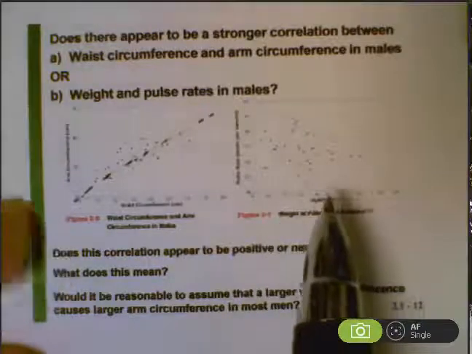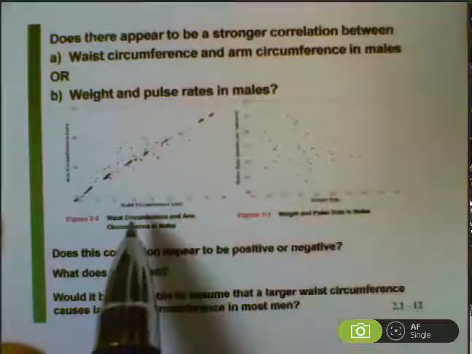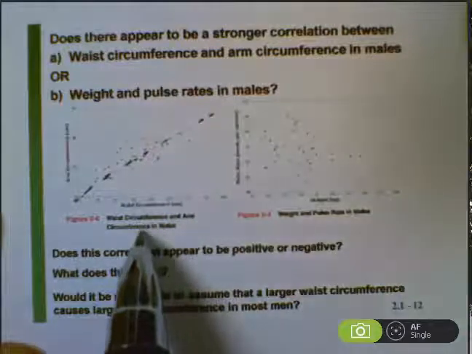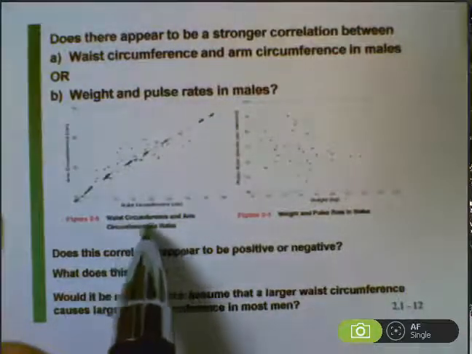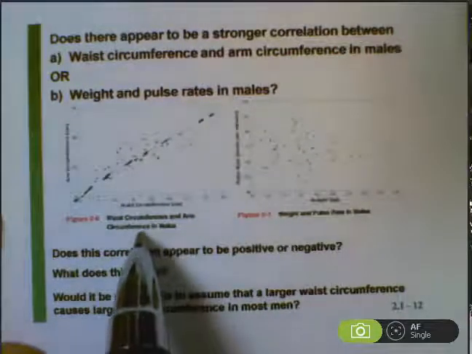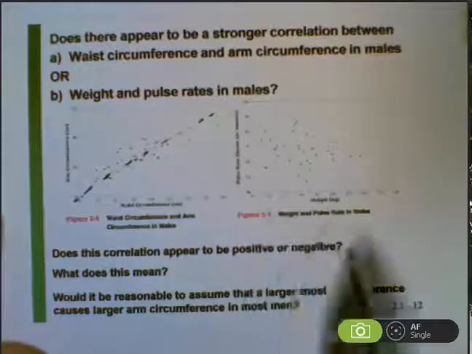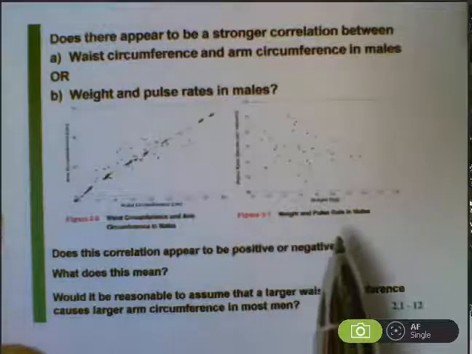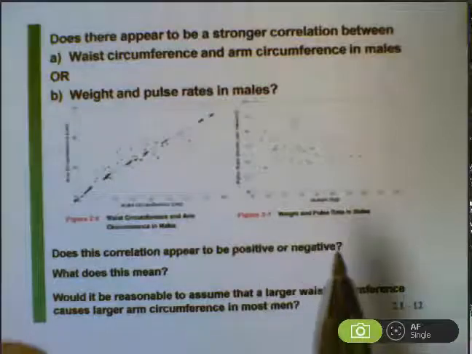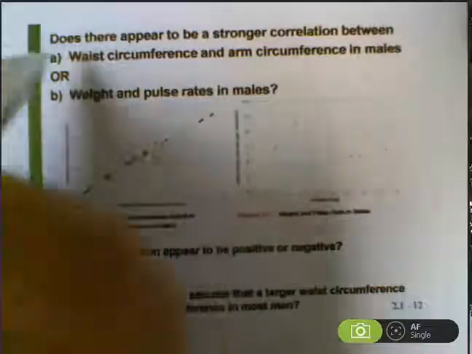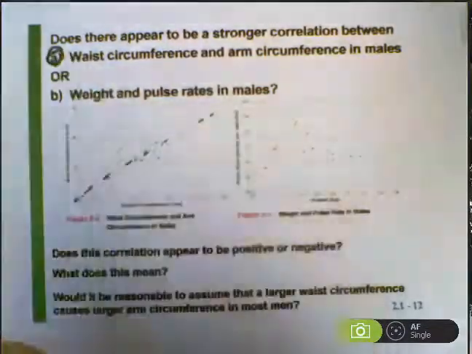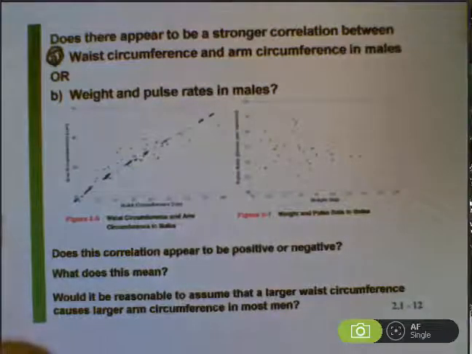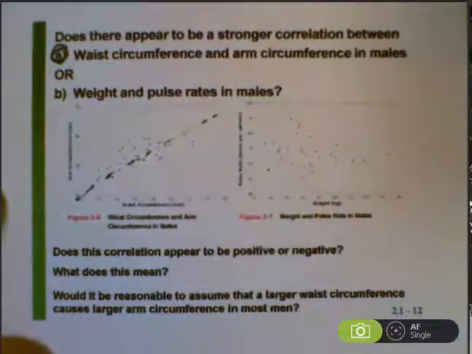So I would say that there's a stronger correlation between waist circumference and arm circumference. The bigger your waist is, the bigger your arm's likely to be. Then there is a relationship between pulse and weight. I'll just say the stronger correlation is in the first part. Does this correlation appear to be positive or negative?